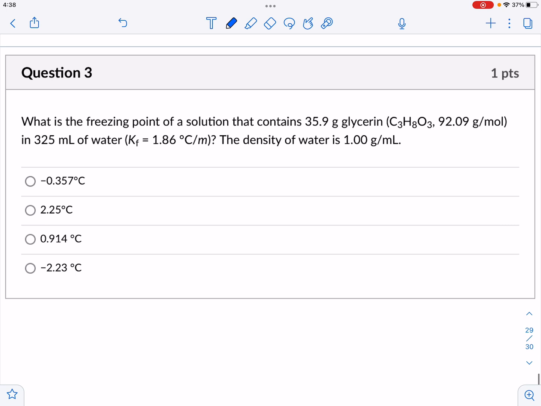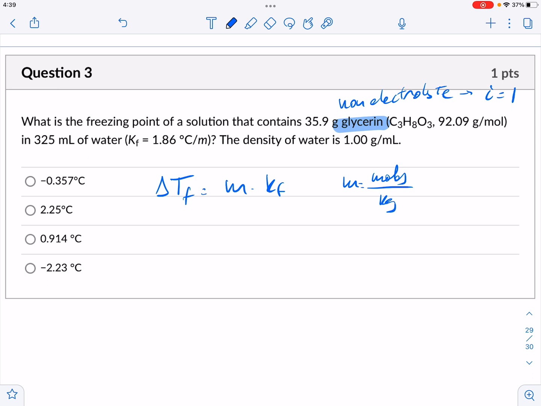What is the freezing point of a solution that contains 35.9 grams of glycerin in 322 milliliters of water? Okay, Kf is 1.86. Well, this is glycerin. So glycerin is a non-electrolyte. Therefore, i is equal to 1, and delta Tf is equal to the molality times Kf. And what is the molality? The molality is moles over kilograms of solvent.